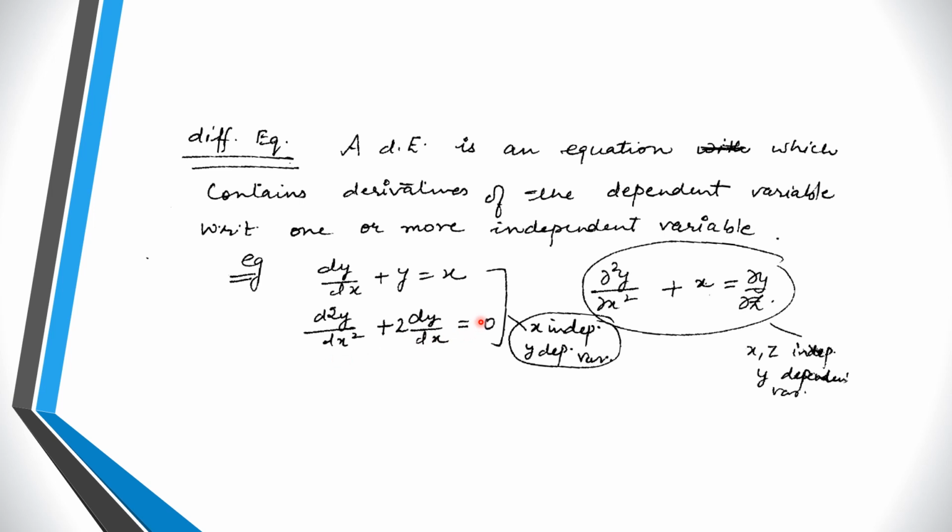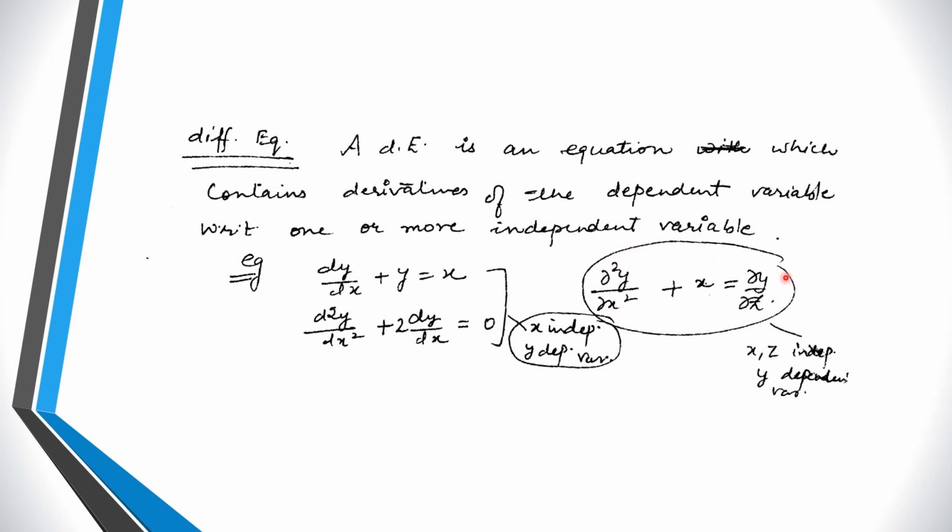Also, the second equation is a second order differential equation. Here we have y as the dependent variable and x as the independent variable, and this differential equation contains the second derivative of y with respect to x. So this is a second order differential equation.